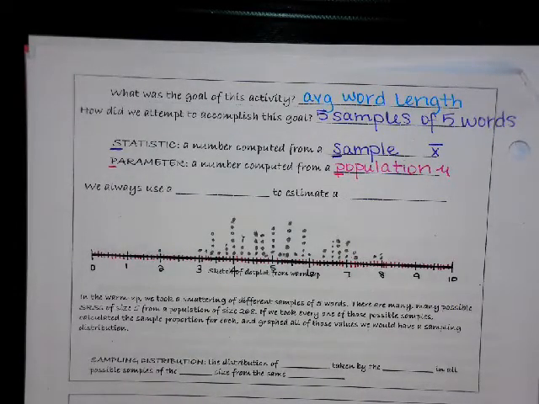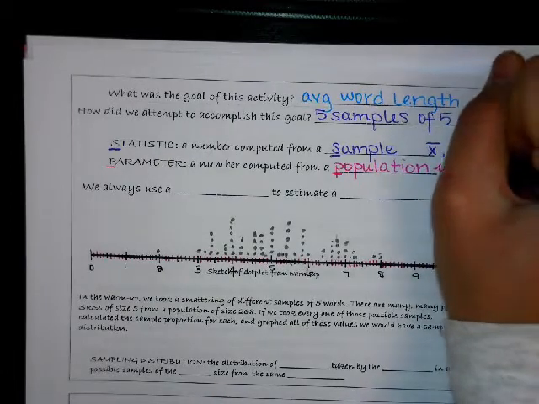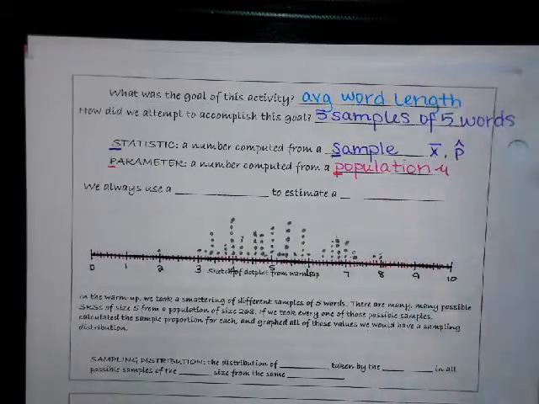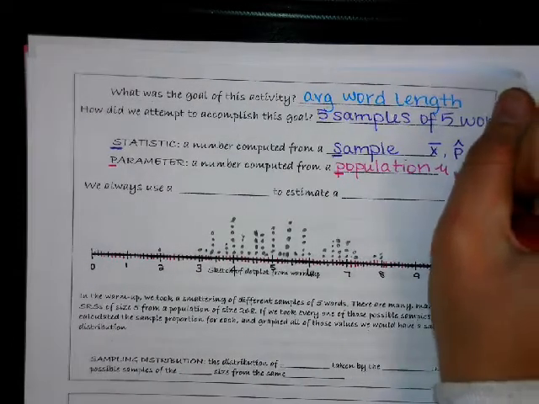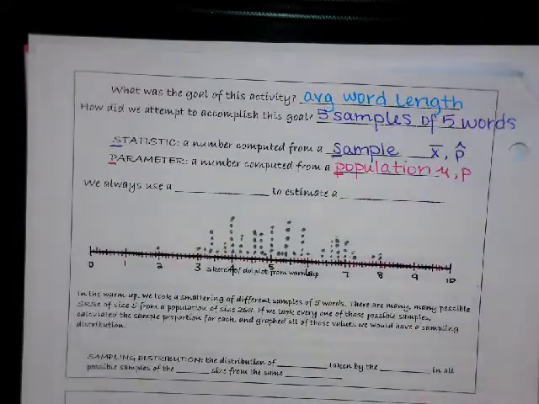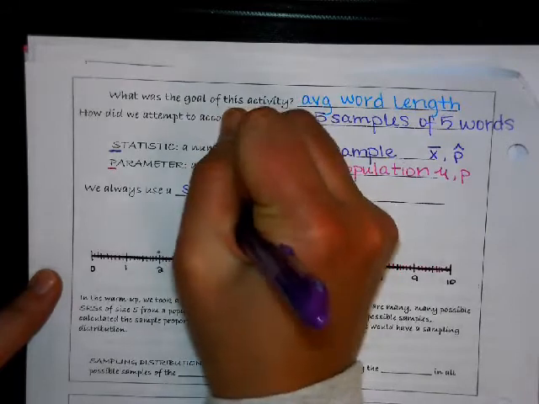We're also going to start focusing on proportions. So when we're working with a proportion and it comes from a sample, we use p-hat. When we find our proportion from the population, it's just p. You always use a statistic to estimate a parameter.